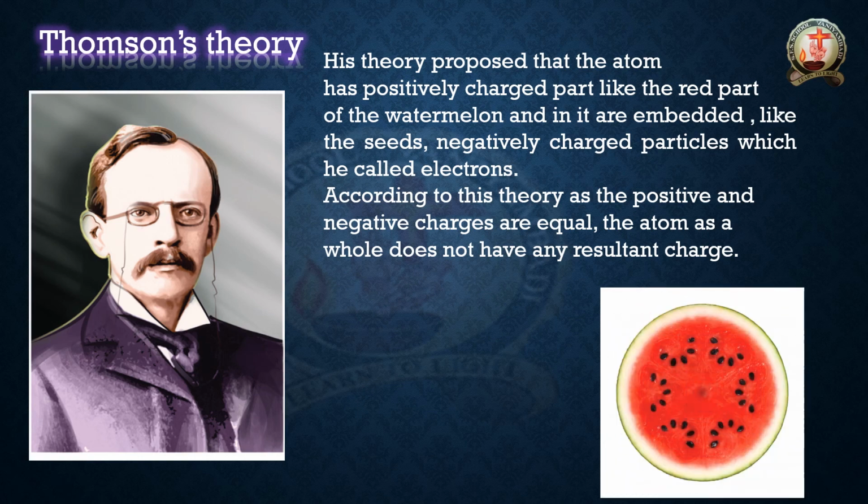Actually, this model also failed. It assumed the red fruit as the nucleus and the seeds as electrons. According to the new modern theory, this model failed because the nucleus is only at the center, not throughout the atom. Okay.